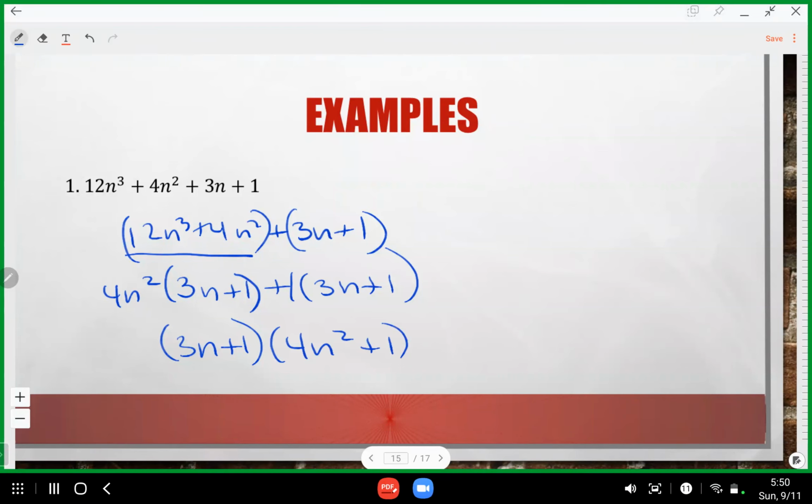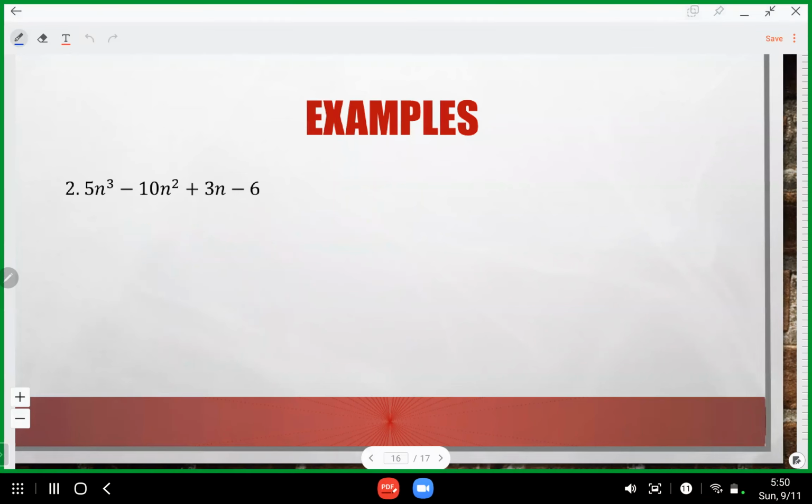Okay, so let's move on to another example. And I'm actually going to let you guys do this on your own. Okay, so let's try this on your own. Let's see how you do. Everybody try to do this on your own.